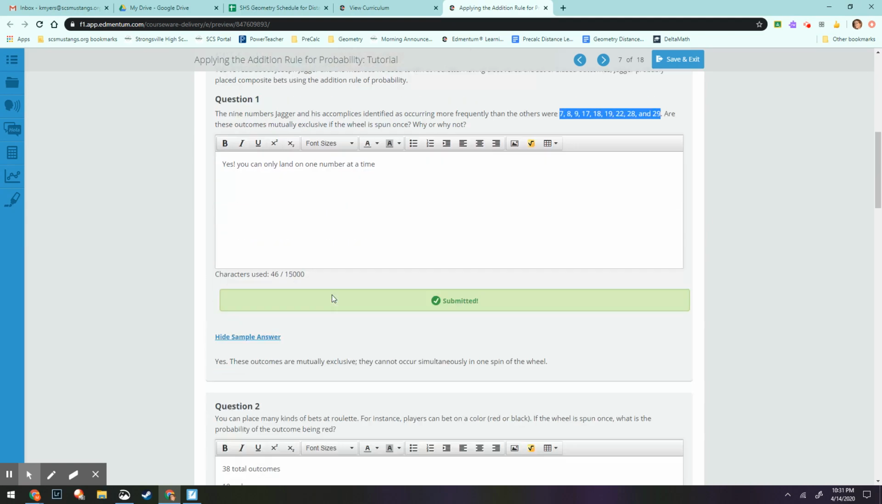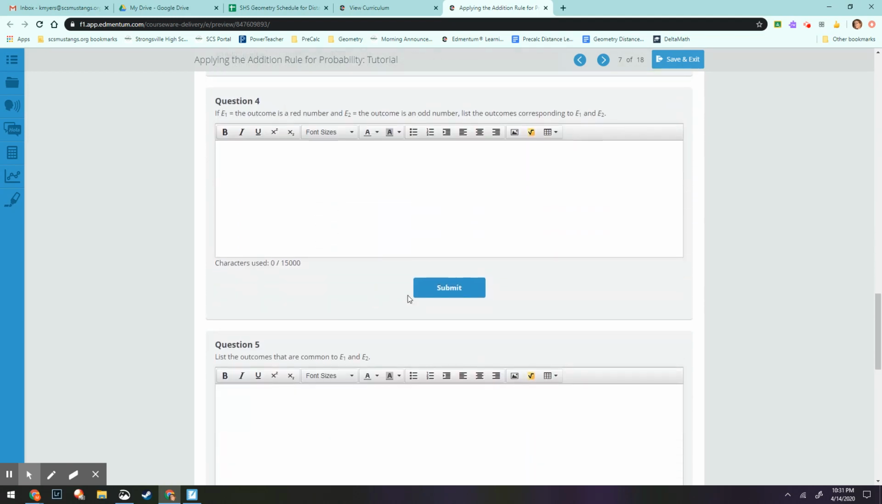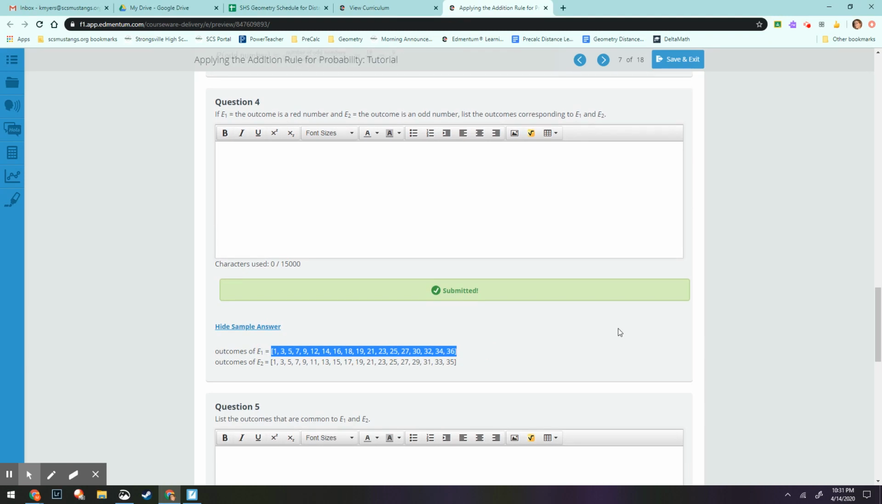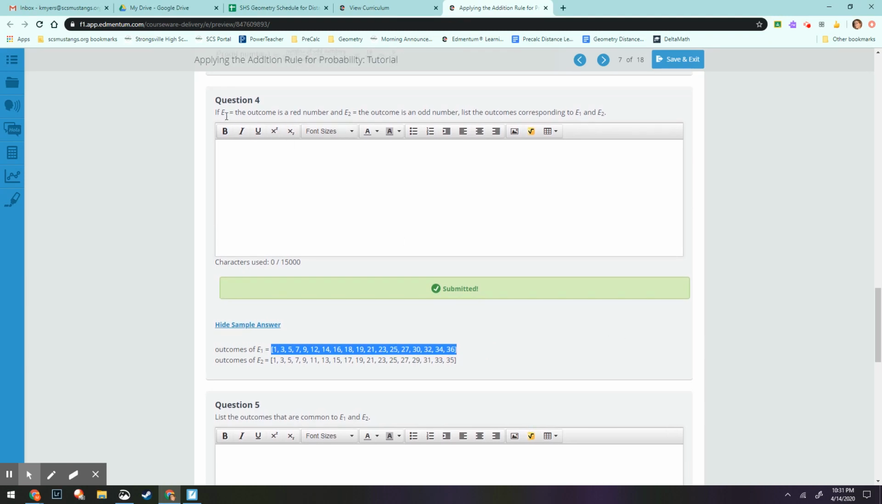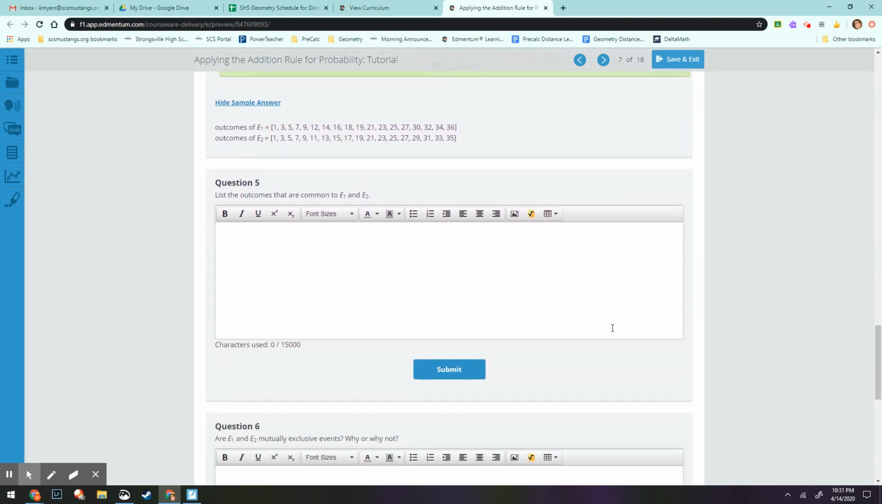You could list all of them. The odd ones are pretty easy to list too, but again, in the interest of time, I'm going to say, hey, here's that list right here. Those are all of the red ones, because E sub 1 is red, and then here are all of the odd ones. Okay, so you can easily list those out.